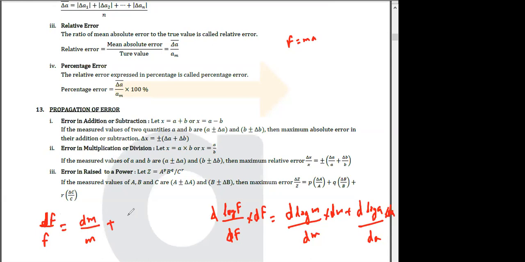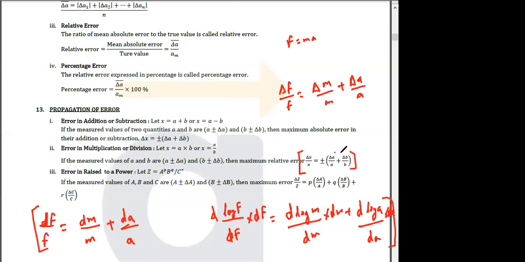plus, what is this? This is da by a. And this d is nothing but delta, change. This is change only. So I can write it as delta f by f is equal to delta m by m plus delta a by a. So you don't have to worry about this whole process. I just discussed the process so that you can understand how we got this. I hope all of you understood how we got this.